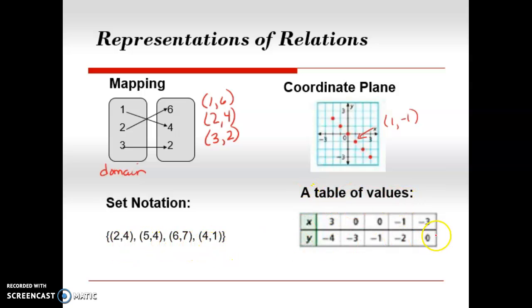Or a table of values that we just had. Had both of those, set notation and table of values. It can come either way, though. All right.